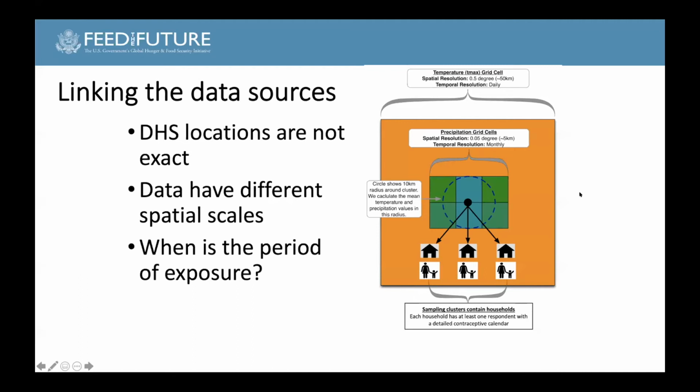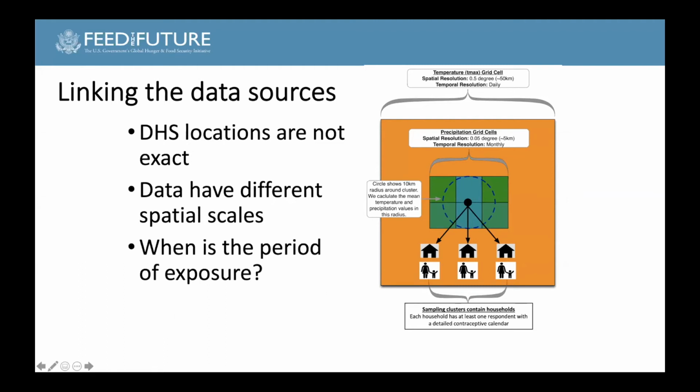So this big orange guy here, this is our temperature pixel, and that's fine. You don't have to do any averaging because temperature is so coarse. But when you do something like NDVI or rainfall, those are much finer. And so sometimes you do have to average because you don't know exactly where that point is, where the community is. So it could be in this pixel, it could be in this pixel. So we just do a 10-kilometer average. And that's fine. That's all doable. It's not a big deal.